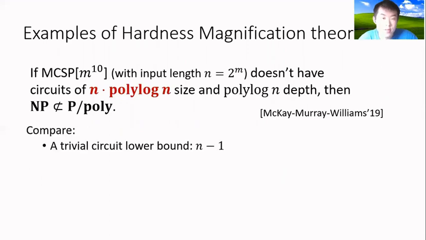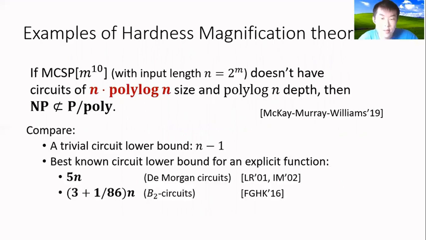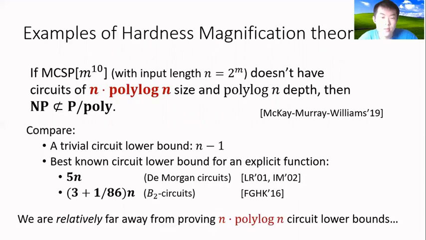First, there is a trivial circuit lower bound of n-1, simply because the MCSP language has to depend on all the input bits. However, our progress in improving this trivial bound is still quite limited. Currently, the best circuit lower bound is only better by a constant factor. But if we want to apply the magnification theorem, we have to improve it by a polylog n factor. So we are still far away from reaching that magnification threshold.